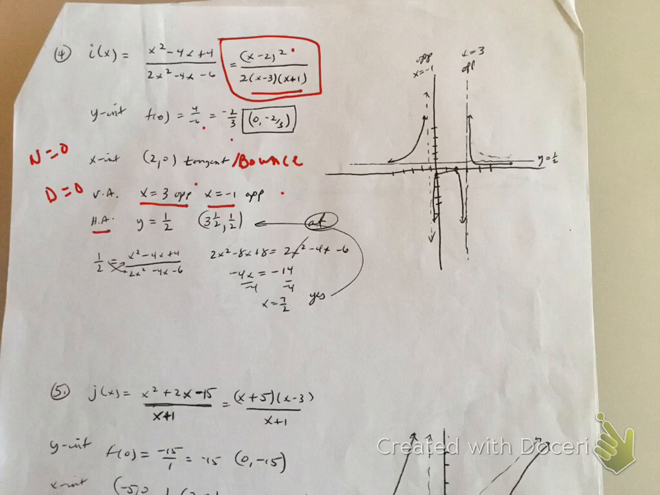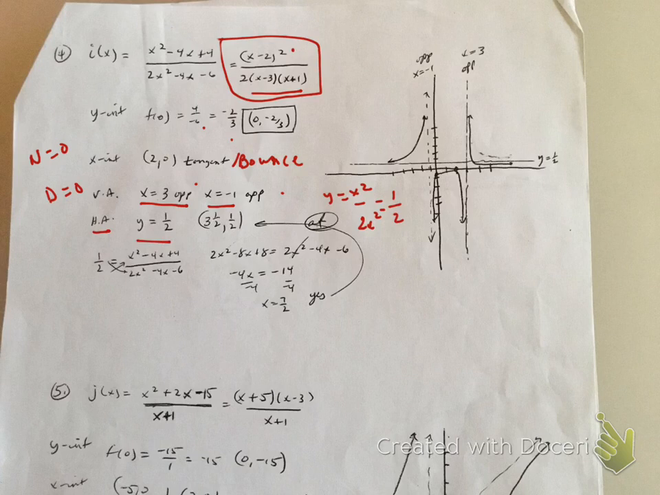The horizontal asymptote is found by looking at the dominant terms, and if you do it the way I explained before, your dominant terms are going to be x squared over 2x squared. They reduce out and you end up with a 1/2. That's where that comes from, right there.